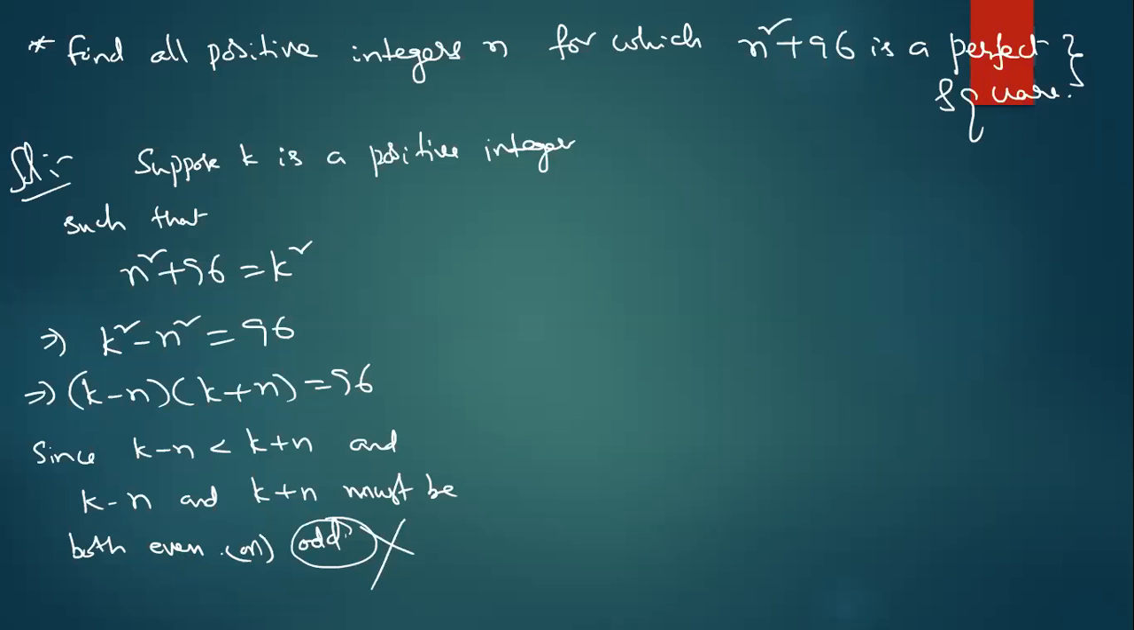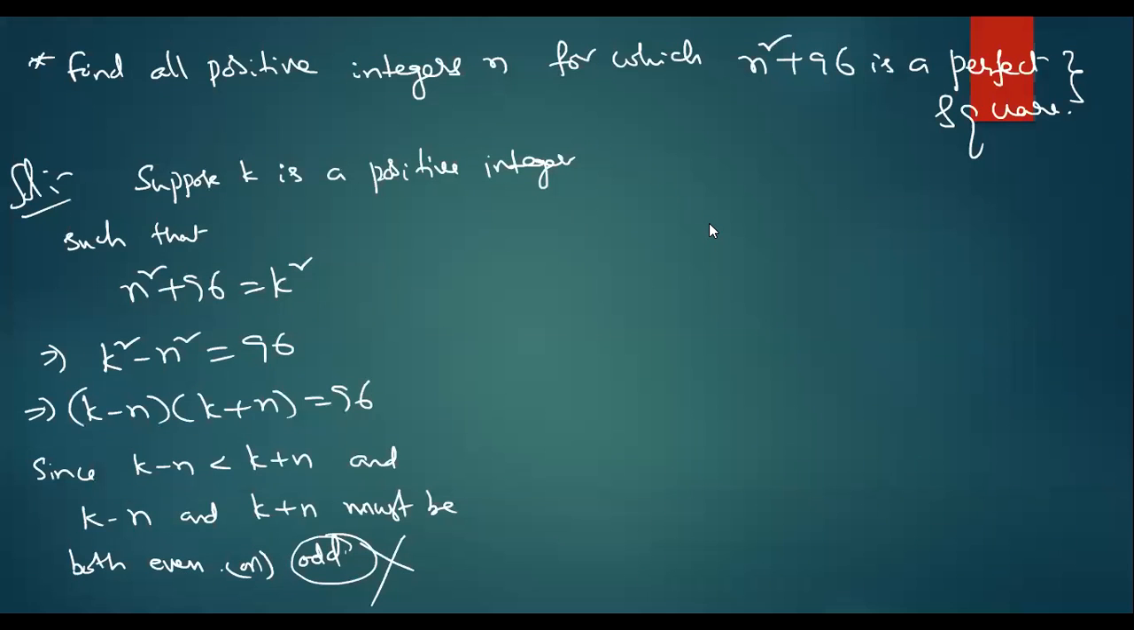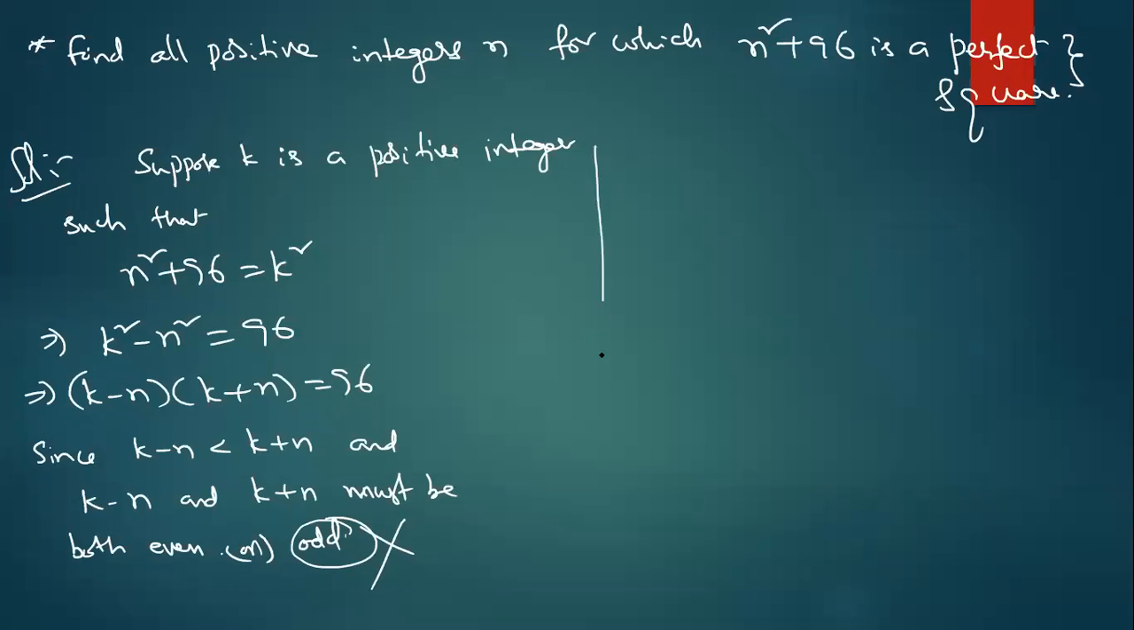Now let us see what the result is. Suppose the list for 96: how to write it? I can write 2 into 48, 4 into 24, 6 into 16, 8 into 12. The next number is 12, which is already repeated.